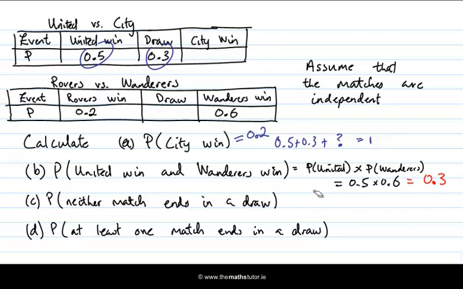Okay, now what about the probability that neither match ends in a draw? So what do we want to do here? We want to break this up into events for each match, right? We want to describe this overall event, that neither match ends in a draw, in terms of each individual match. Well, neither match ending in a draw is the same as saying that United City is not a draw, and Rovers Wanderers is not a draw.